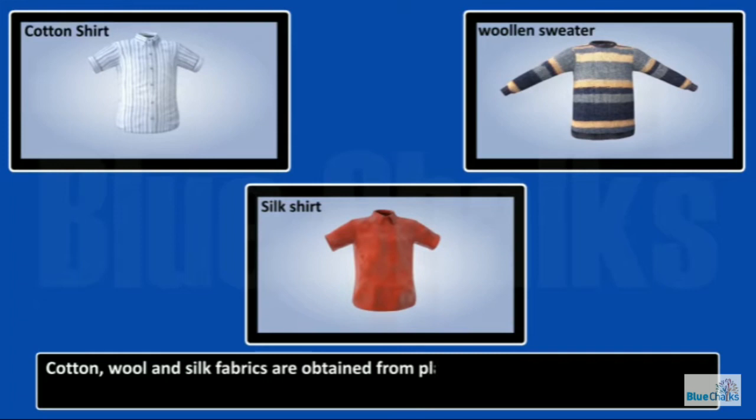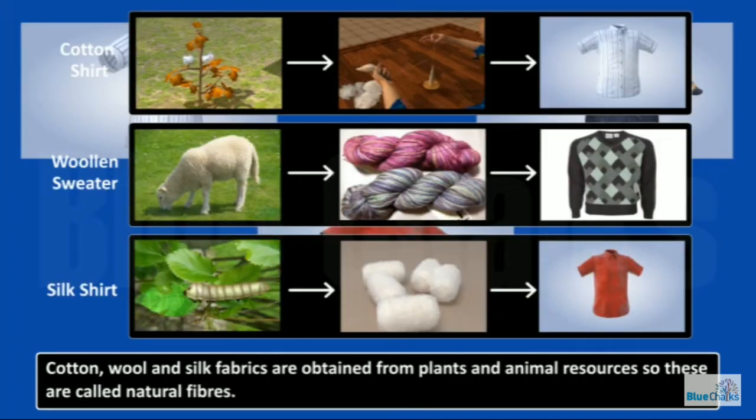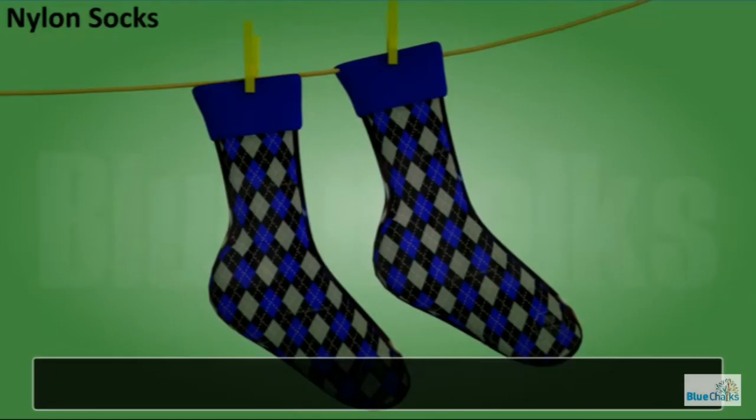So we have cotton, woolen and silk. These are obtained from various natural sources and we call them natural fibers. We are able to see it over here: cotton from the cotton plant, wool from the animal and silk from the silkworm. These are obtained and we are able to turn them into clothes.